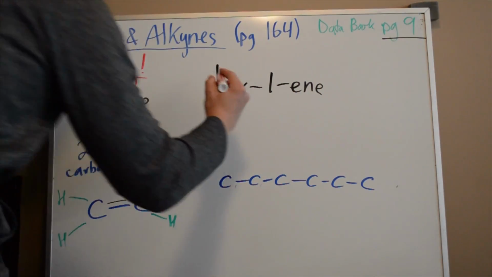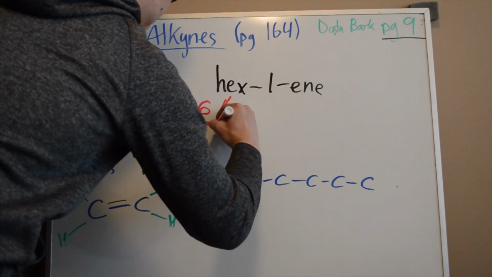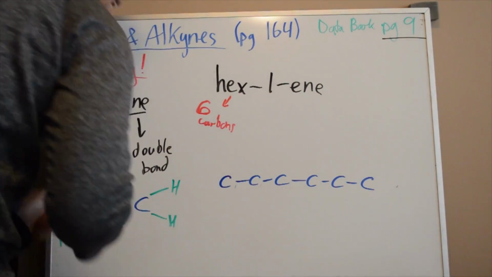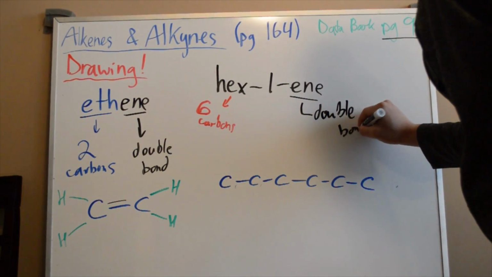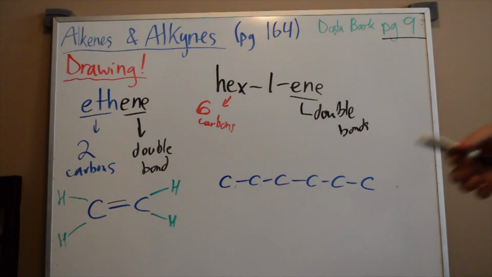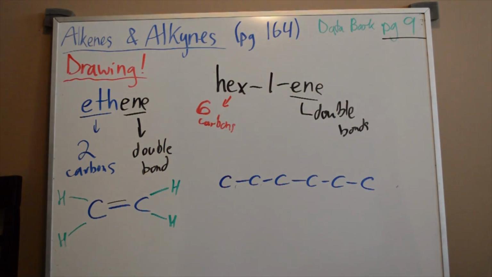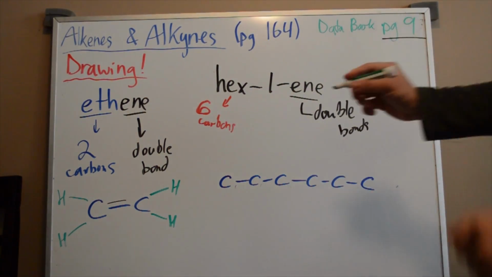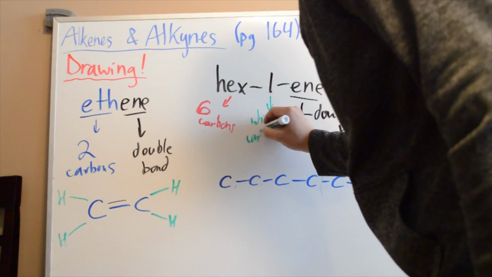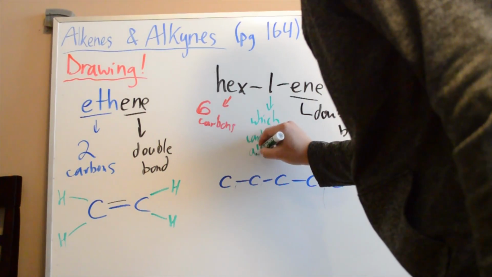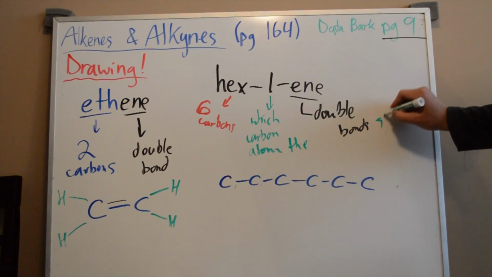So again, as a reminder, what does hex mean? We got 6 carbons, okay? And what does the ene ending stand for? We have double bonds. Okay. Now, we only added 1 extra little thing in here, okay? What does the 1 in the middle of the hexene name mean? The 1 tells me which carbon atom the double bond starts at.